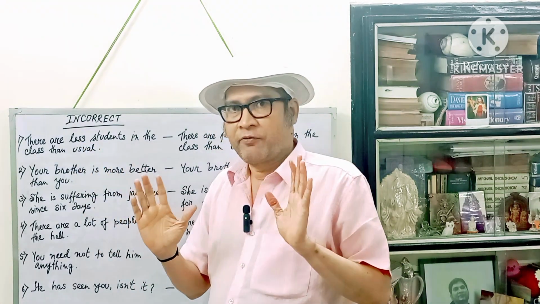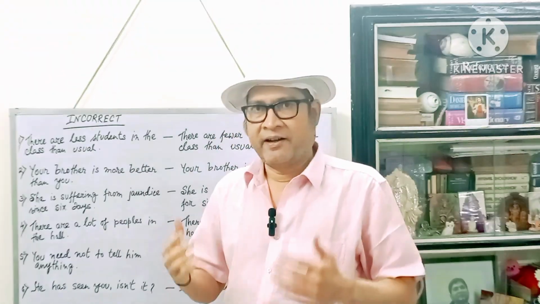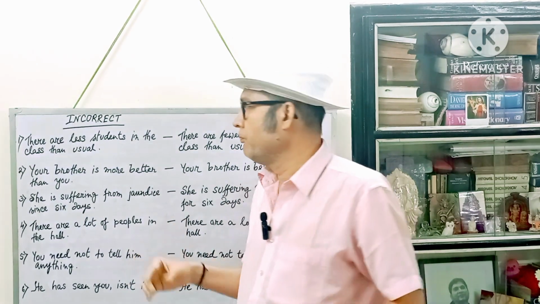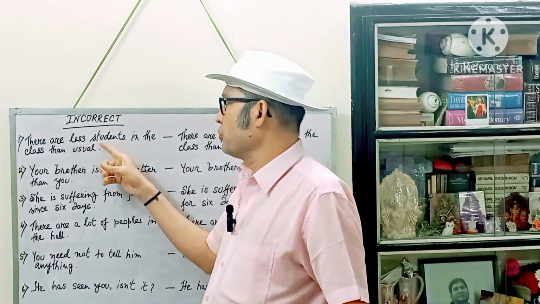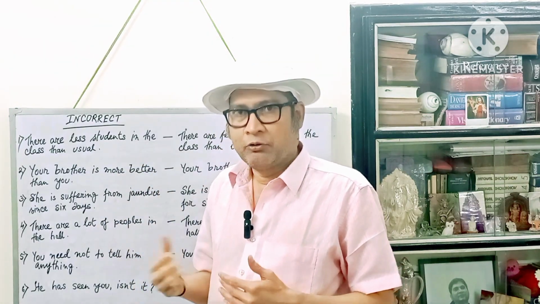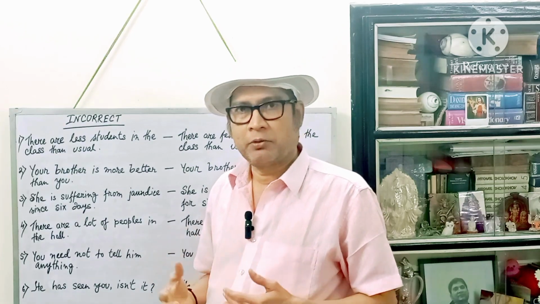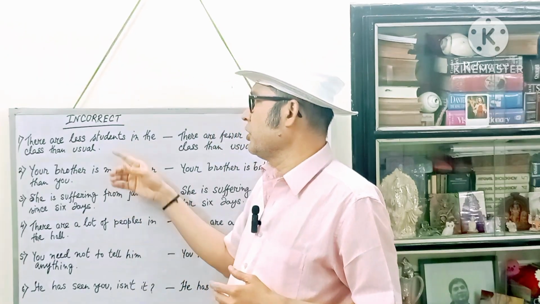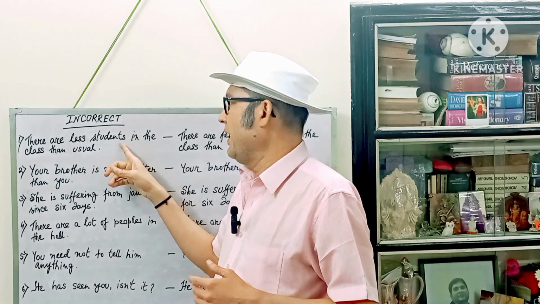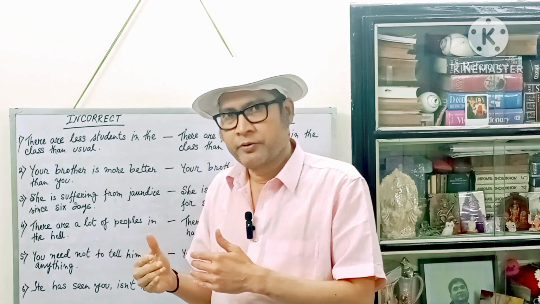I tell you now, my dear friends, that there is an error in this sentence. And what is that error? There are less students. Here you see the word student. The word student is a countable common noun. And as this word student is a countable common noun, it is, of course, pluralized here by adding an S to the word student. So it has become students.